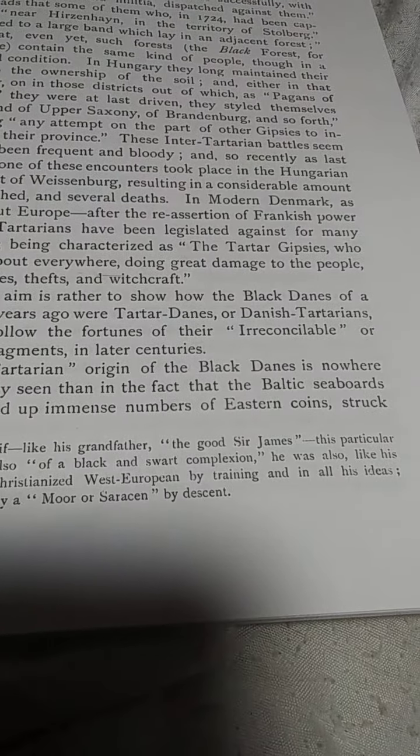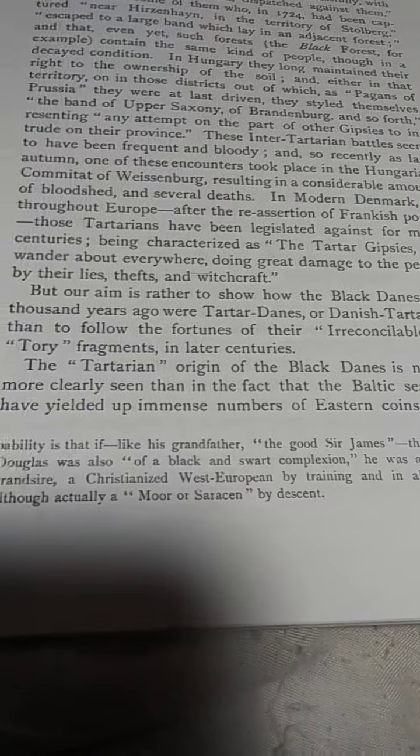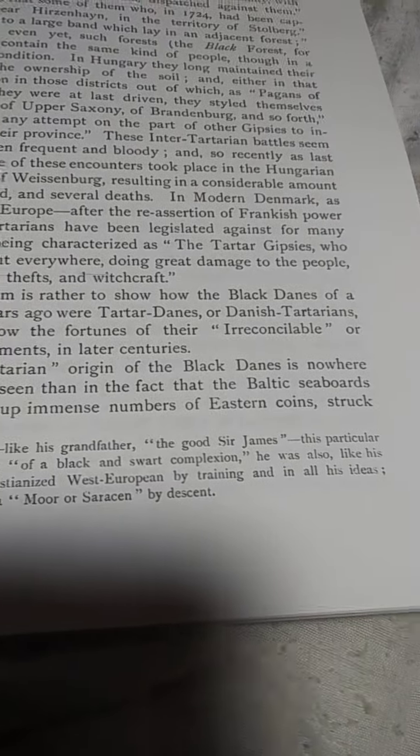The Tartarian origin of the Black Danes is nowhere more clearly seen than in the fact that the Baltic seaboards have yielded up immense numbers of Eastern coins struck in Asiatic mints at various dates during the Black Danish supremacy.